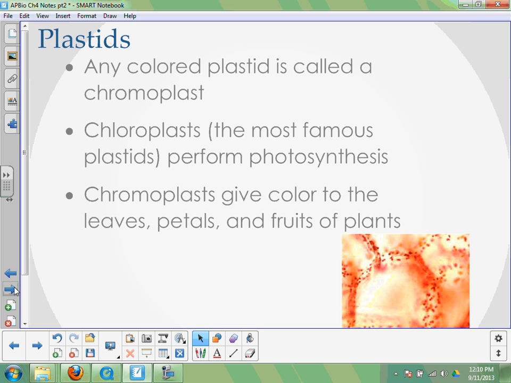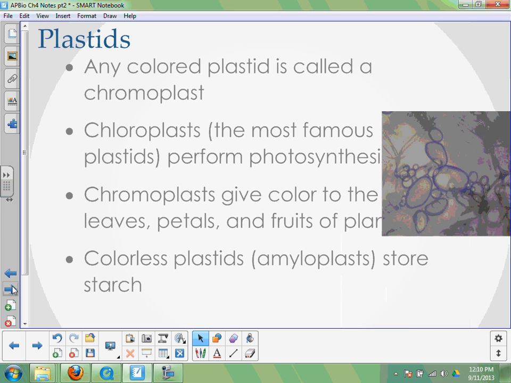Some other chromoplasts you might have come across are ones that give the petals of flowers and the fruits of different plants their color. And so there are things called rhodoplasts, which are the red ones that we can see here. Each of these little red plastids will give an overall red appearance to this part of the plant. This might be a portion of a petal from a flower that's red. And we find a lot of chromoplasts in flowers and fruits.